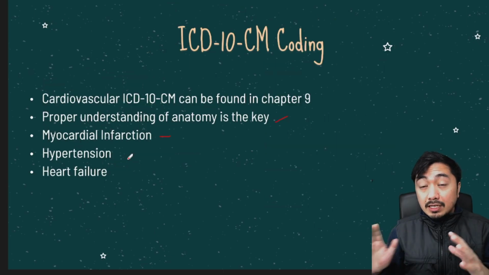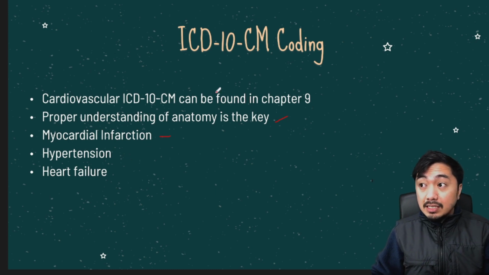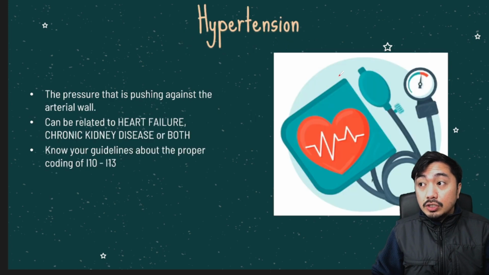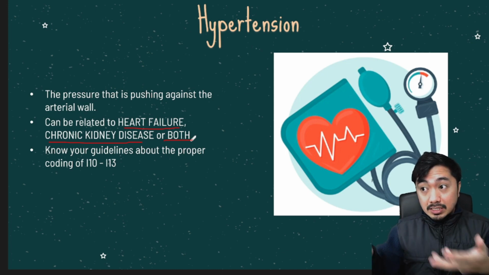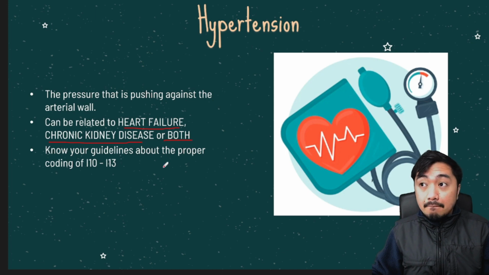All right. As for the next important topic under your ICD-10-CM for your cardiovascular system, you have your hypertension. So hypertension is, of course, the pressure buildup that's pushing against the arterial wall. Again, it can be related to heart failure, chronic kidney disease, or both. Or it can also be a secondary hypertension, or it can just be an essential hypertension, which is not caused by these things that I have mentioned. So know your guidelines about the proper coding from I10 to I13.